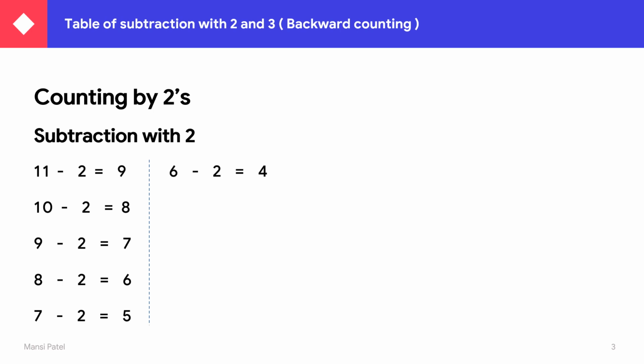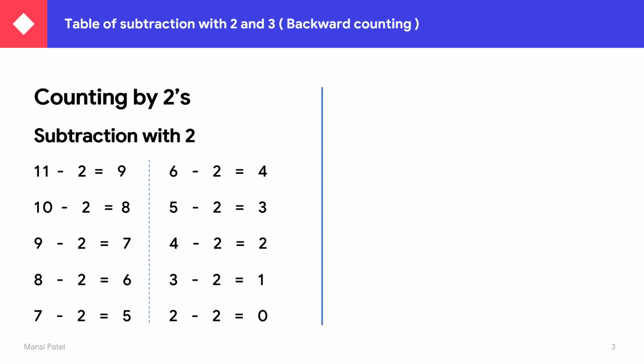Then 6 minus 2, 4. 5 minus 2, 3. 4 minus 2, 2. 3 minus 2, 1. And 2 minus 2, 0. These all are the unit place of any of your sequence. Now, what about counting by threes?